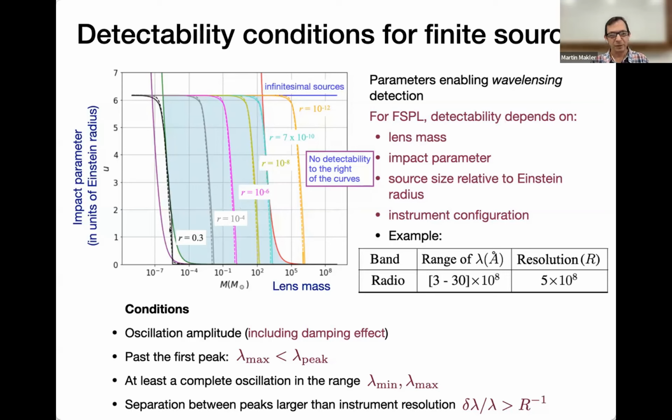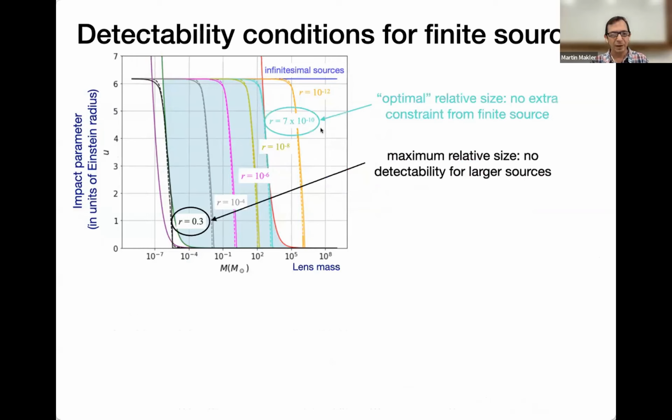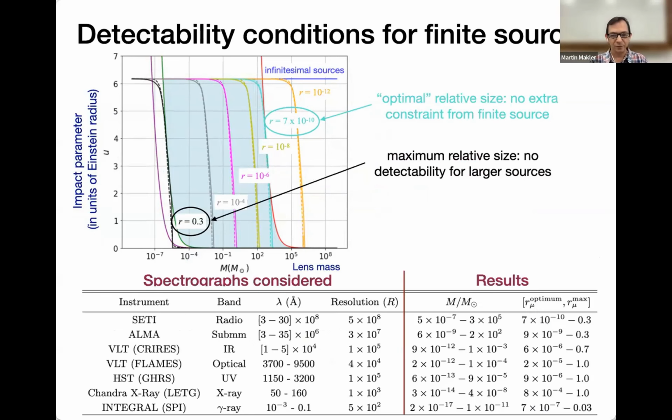And this is the limit for sources larger than this. You don't detect. We call this an optimal limit. Any source smaller than this size will have the optimal detectability. There's no further constraint from considering the finite source. And this is the largest possible source. Above that, there is no detectability of this effect.